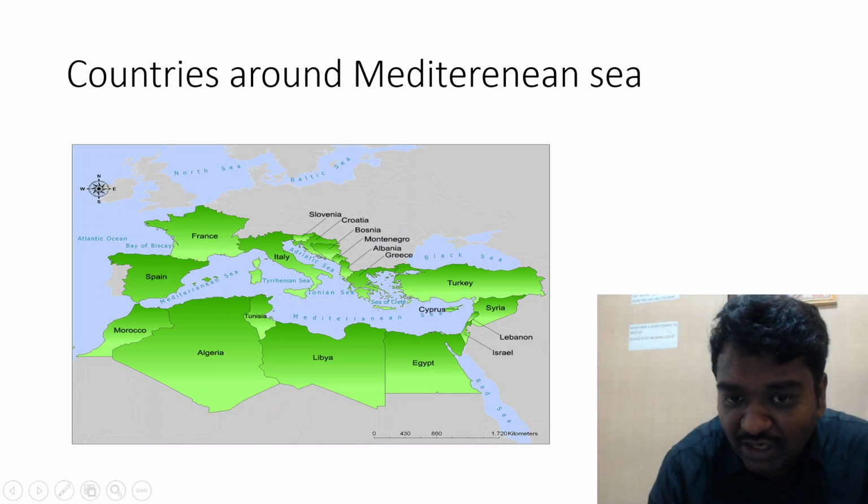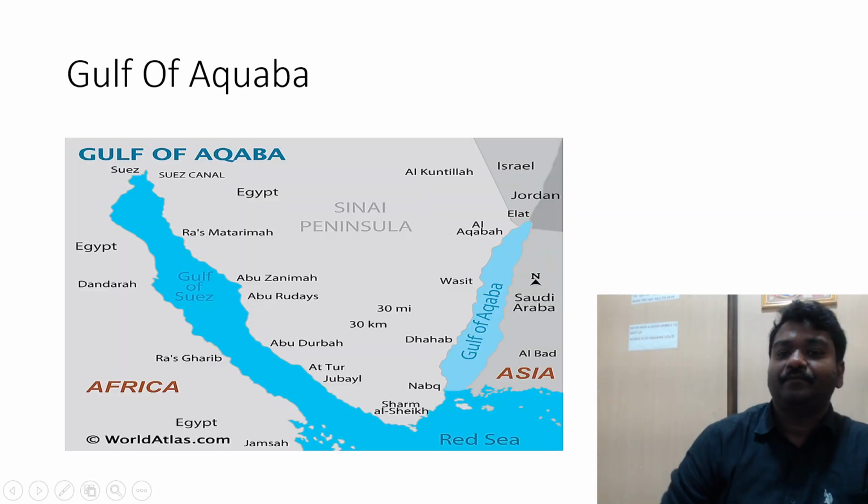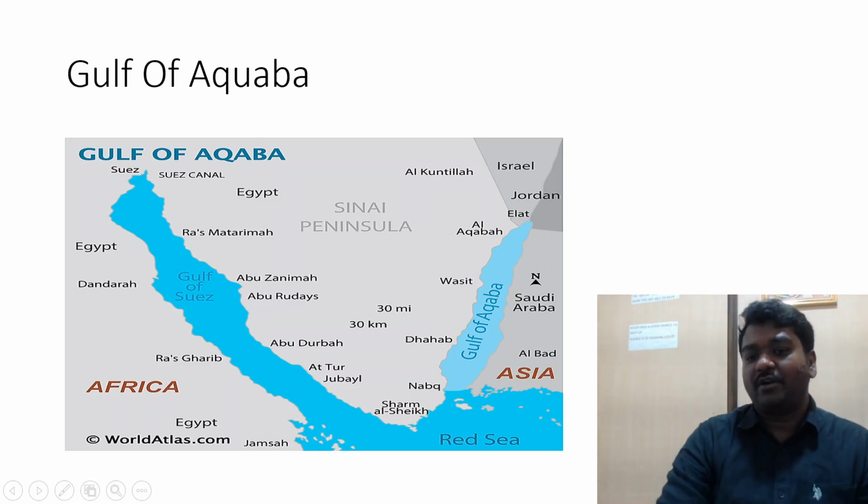Look at this country called Cyprus. They like India a lot. I told you about the Gulf of Aqaba. Egypt has a border, Israel has a border, Jordan has a border, Saudi Arabia has borders.